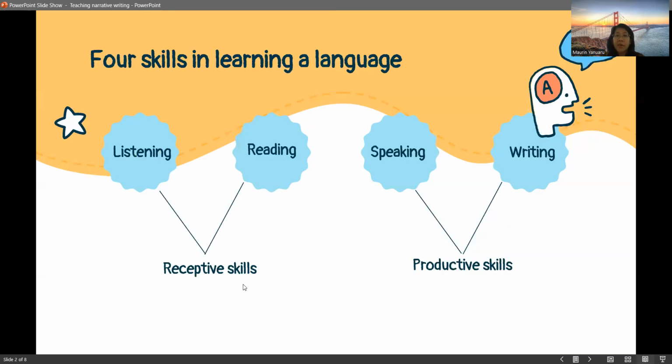As we know, there are 4 skills in learning a language. First is listening, and reading can be categorized as receptive skills, and the other 2 are speaking and writing, which are categorized as productive skills.